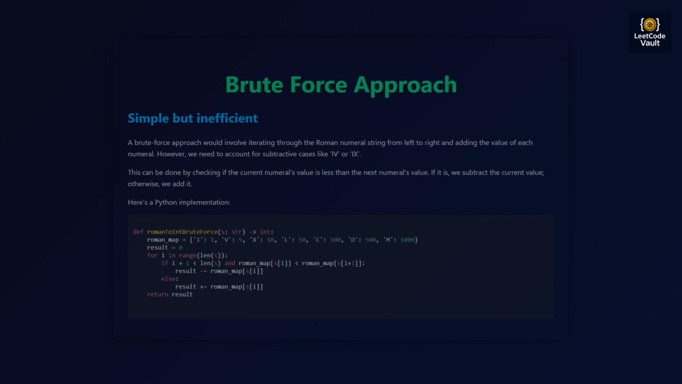Brute force approach. One naive approach would be a brute force method. We could iterate through the Roman numeral string, mapping each character to its integer value. We then add these values together, considering subtractive cases using conditional statements. For example, if we encounter IV, we'd specifically handle it as 4, instead of adding 1 and 5 separately. However, this method has its limitations. It's not very elegant and might become cumbersome with complex Roman numerals.